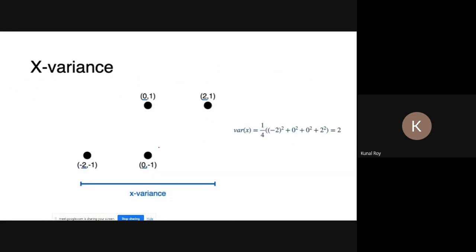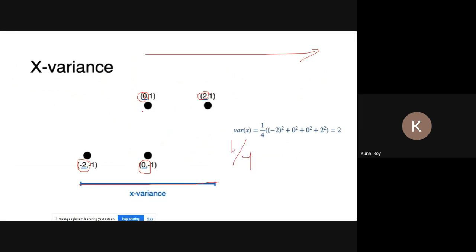Now how can we calculate the variance? There is a specific formula for this. If you try to implement the x variance, that means the horizontal part, we take all the x coordinates of the data points and square them.